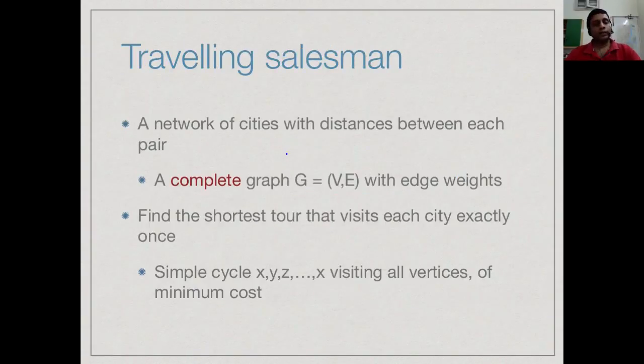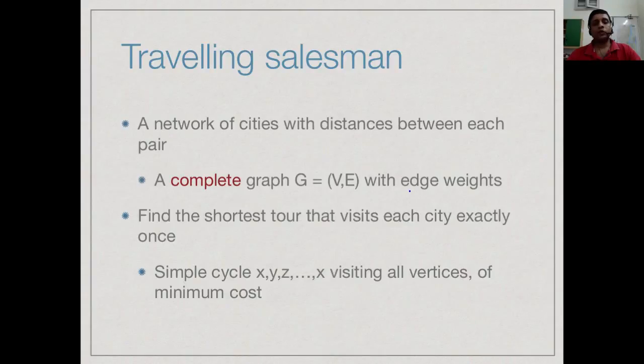So let's look at a completely different problem. We have this well-known traveling salesman problem. A salesman is supposed to visit a network of cities, and between each pair of cities, we have a distance. So we can think of it as a complete graph. Every city is connected to every other city, and on each edge between two cities, there is a weight indicating the distance or the cost or the time or some quantity which the salesman has to use up in order to travel from one city to the next city.